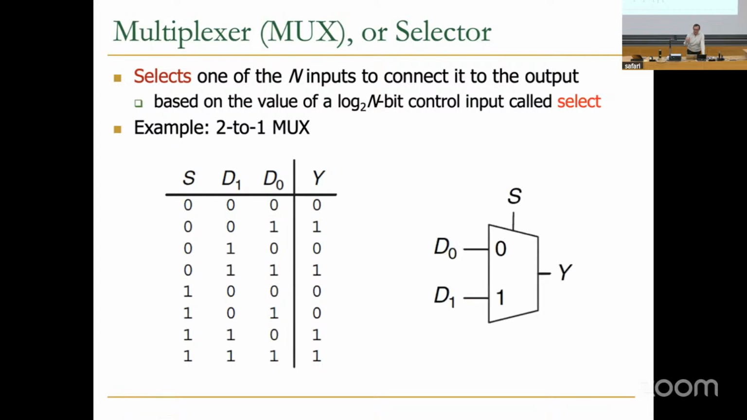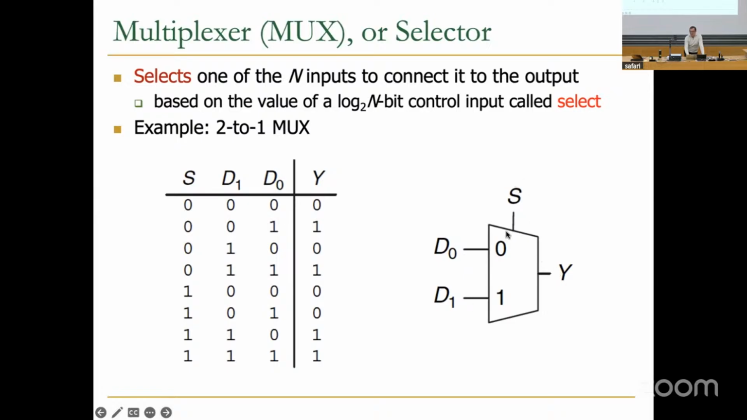And this is the module representation of a 2-to-1 mux. If the select input is 0, this bit D0 becomes output Y. If the select input is 1, this bit D1 becomes output Y. These could be actually many bits.